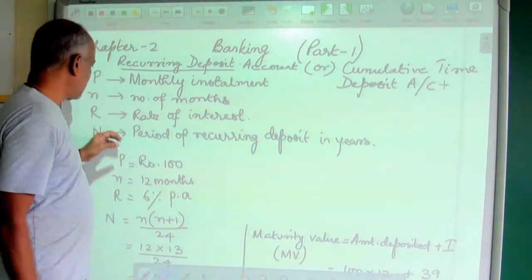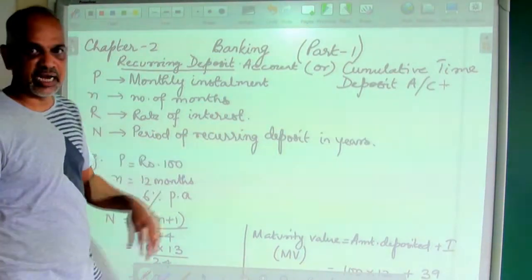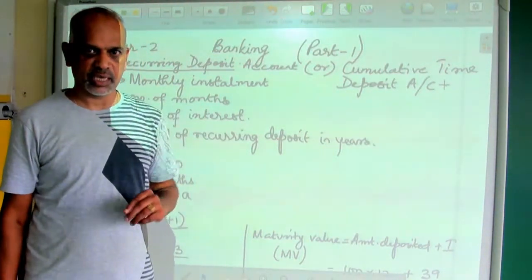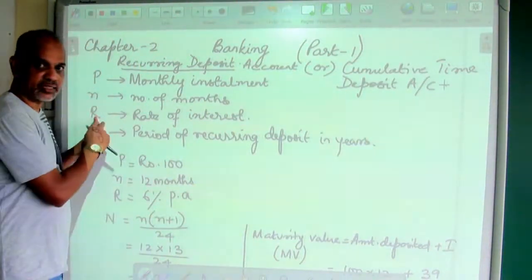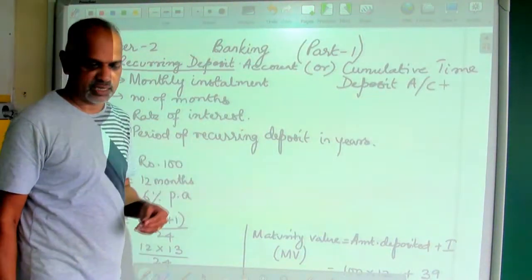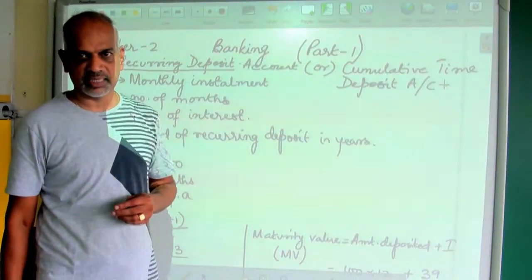And R stands for the rate of interest that is paid by the bank or the post office. This rate can vary. So R, capital R, stands for rate of interest, which is given as a percentage. Like say for example 10% or 6%, whatever is the percentage that is applicable.